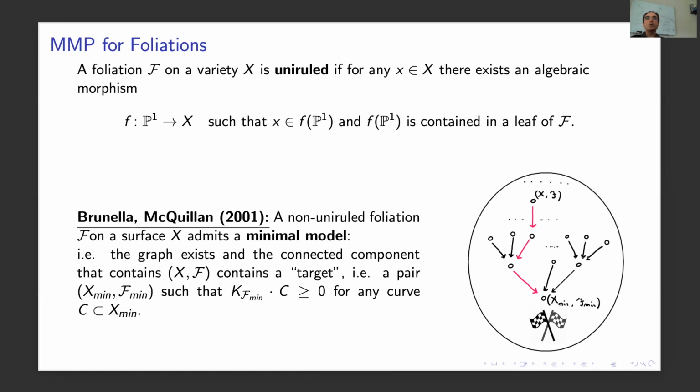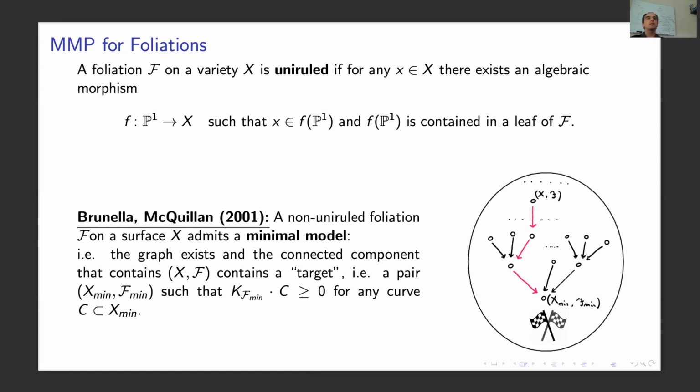So in other words, starting from any pair (X, F), we can always find a path which ends up in a target, which can be called a minimal model. If the foliation is not uniruled, then the path will have the property that the foliation which you obtain is minimal, in the sense that, again, it's positive with respect to any curve which is contained in the variety underlying the foliation. So this is the ultimate goal for the Minimal Model Program for foliations.